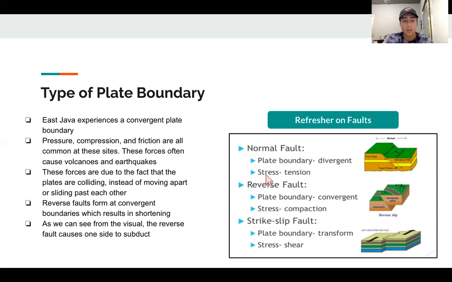So we're dealing with a reverse fault, which form at convergent boundaries, and they result in shortening. So as we can see from the visual, reverse fault kind of looks like one side is maybe subducted while the other is being pushed up. And you can see the compaction.